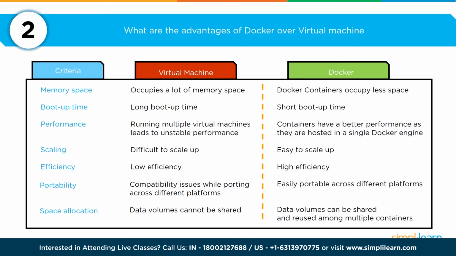containers occupy significantly less space than a virtual machine or a dedicated machine. The boot up time on Docker is significantly faster than a VM. Containers have a much better performance as they are hosted in a single Docker image. Docker is highly efficient and very easy to scale, particularly when you start working with Kubernetes. It is easily portable across multiple platforms, and then finally, for space allocation, Docker data volumes can be shared and reused among multiple containers.